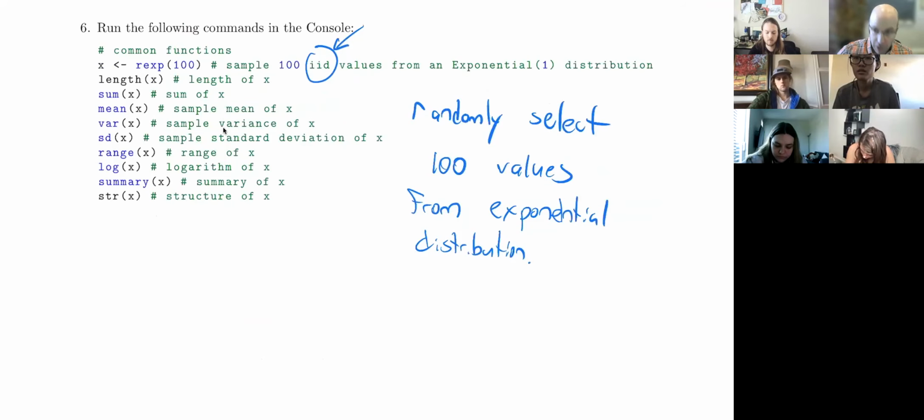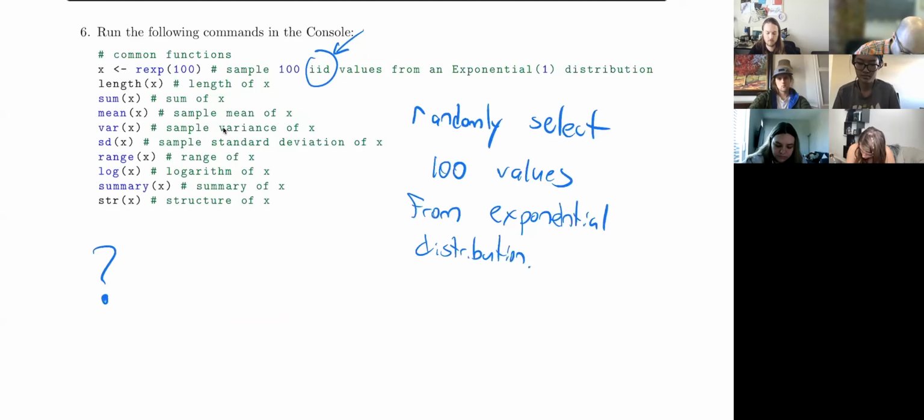Okay, yeah. And again, if you're ever unsure what these things do, just put a question mark and the name in the console and you'll get help documentation on that function.